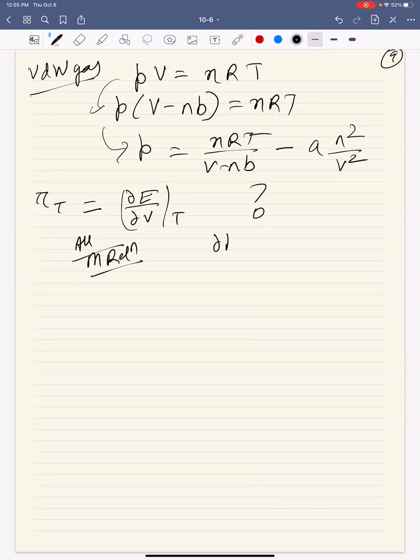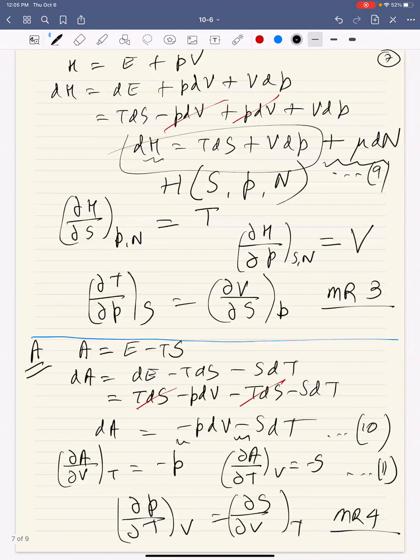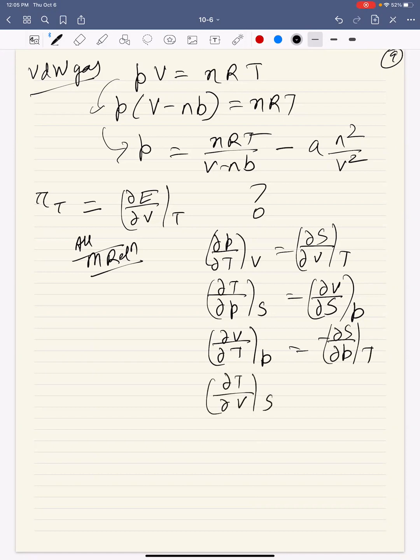So we have 4 Maxwell relations. Partial P by partial T at constant V is equal to partial S by partial V at constant T. Partial T by partial P at constant S is equal to partial V by partial S at constant P. We have partial V by partial T, so 4 state functions, 4 Maxwell relations, minus partial S by partial P at constant T. And partial T by partial V at constant S is equal to minus partial P by partial S at constant V.